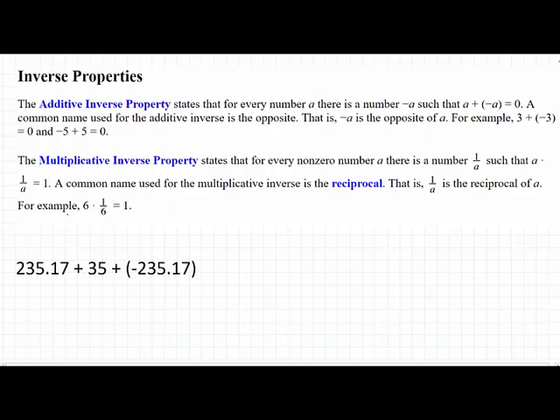So let's take a look at how that property works. Okay, so if we have an expression like 235 and 1700ths plus 35 plus negative 235 and 1700ths, we could rewrite this expression using the commutative property. So we could rewrite this as 235 and 1700ths plus negative 235 and 1700ths plus 35. Okay, well, the 235 and 1700ths plus a negative 235 and 1700ths is going to equal 0 because it's essentially a giant zero pair. Okay, so this is 0 plus 35, which is, of course, 35.